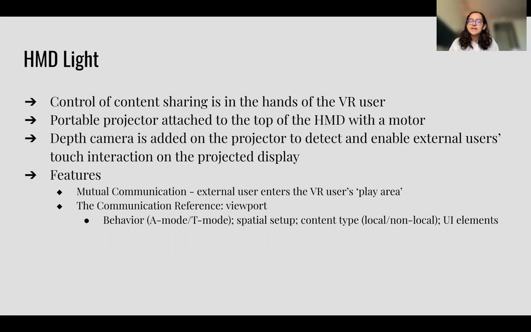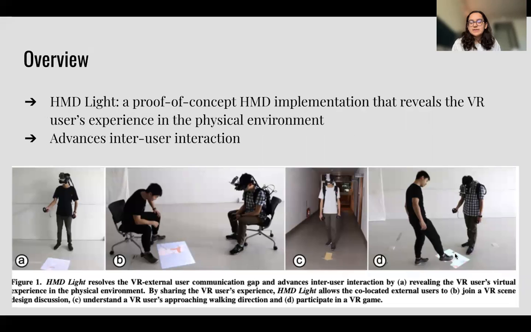A portable projector is attached to the top of the HMD with a motor. A depth camera is added on the projector to detect and enable external users' touch interaction on the projected display. As you could see in the previous image, the person is putting his foot on the display, and the VR headset user can also see that in his virtual environment.